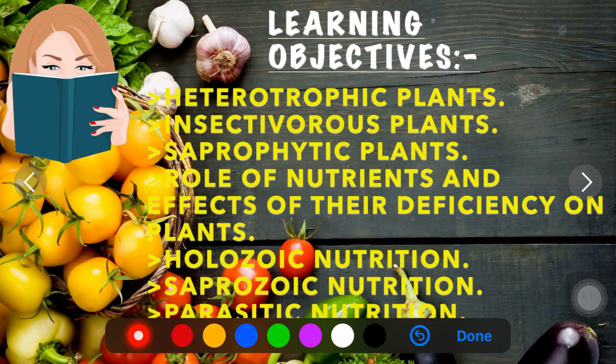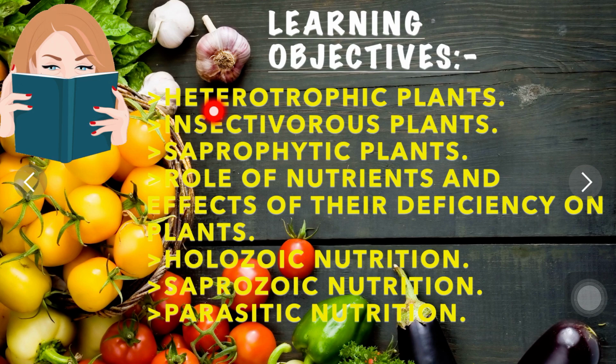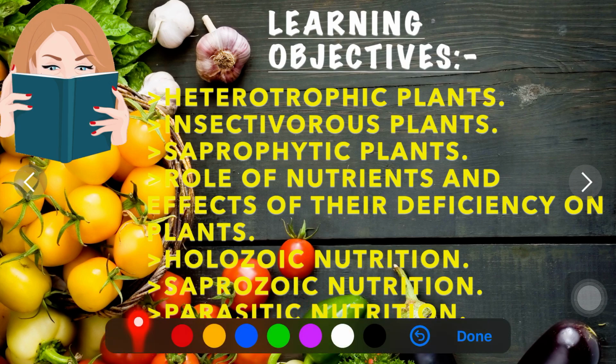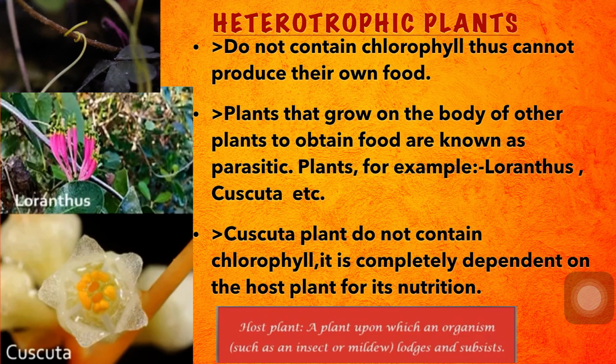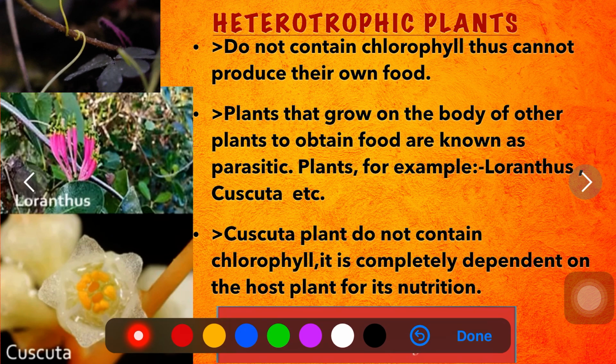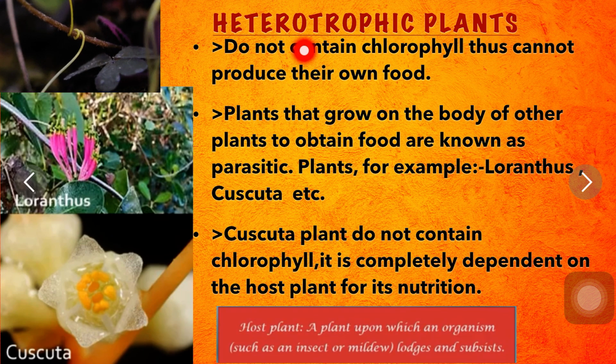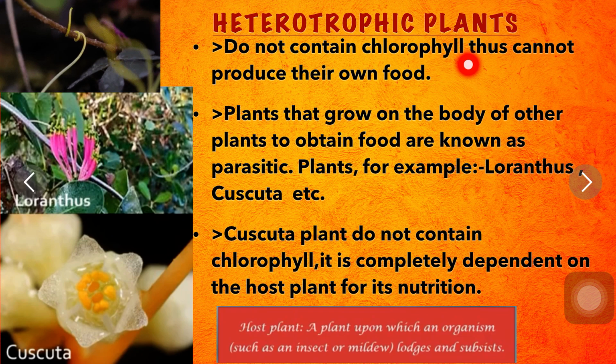So students, in this module, you are going to learn about heterotrophic plants, insectivorous plants, saprophytic plants, role of nutrients and effect of their deficiency on plants, holozoic nutrition, saprozoic nutrition and parasitic nutrition. Let us see heterotrophic plants. Students, heterotrophic plants do not contain chlorophyll, thus they cannot produce their own food.